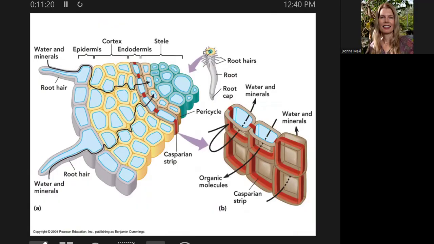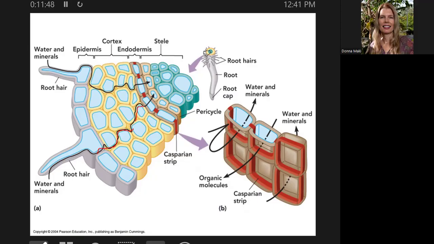So this is kind of the idea we're looking at here, where the black line is the water with the dissolved minerals. They're trying to show how the root hairs are so important for that. And then you can see how the water is traveling around the cells, not through the cells. They think that's the most efficient way of getting water moved to where it needs to go, which is the xylem.